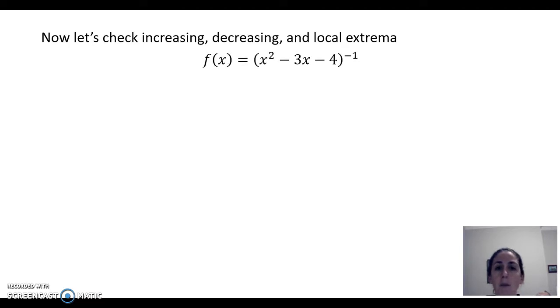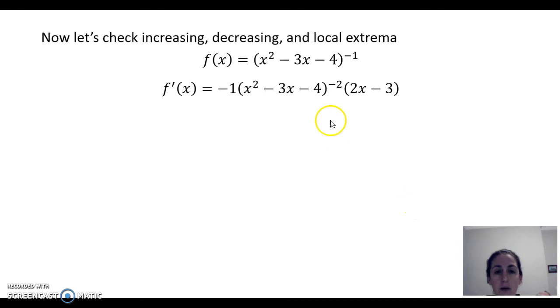So we're going to have to start by taking the derivative of this function. Now, if you look back, I had 1 over x squared minus 3x minus 4. Well, I want to bring that entire denominator up by giving it a negative exponent. Now I don't have to use the quotient rule when I take the derivative, but I can use the chain rule.